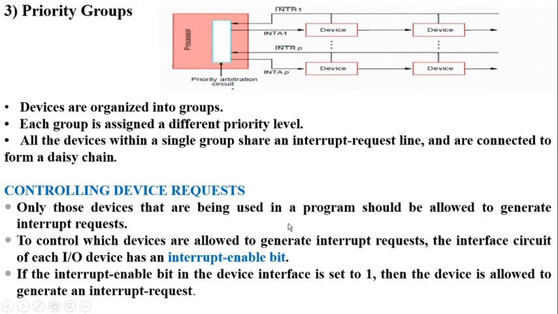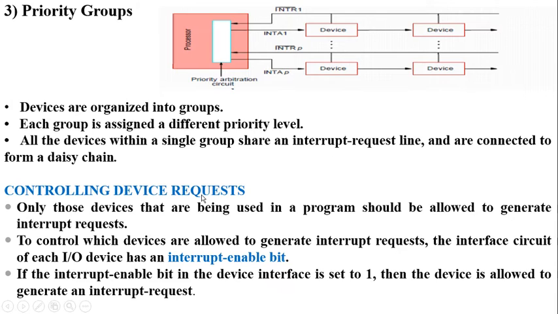Okay, those devices that are being used in a program should be allowed to generate interrupt requests. This is an important point. The devices which are part of the currently executing program should be allowed to generate interrupt requests. The devices which are not part of the currently executing program are not able to generate interrupt requests.